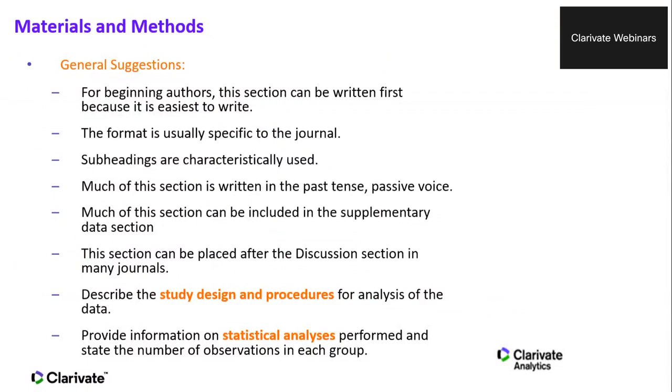Now, the materials and methods section is typically specific to the journal, and because the authors must include as many details as possible, make sure if you're writing on chemistry, you include even the batch numbers and the grades of the chemicals used, because that will be helpful for other researchers to replicate the experiments.